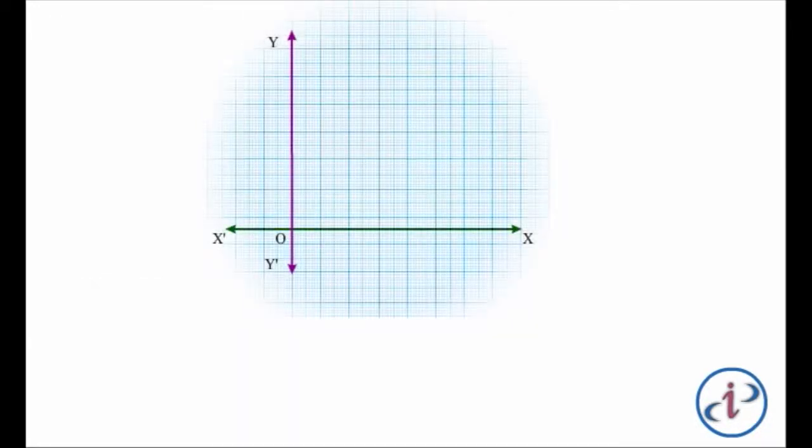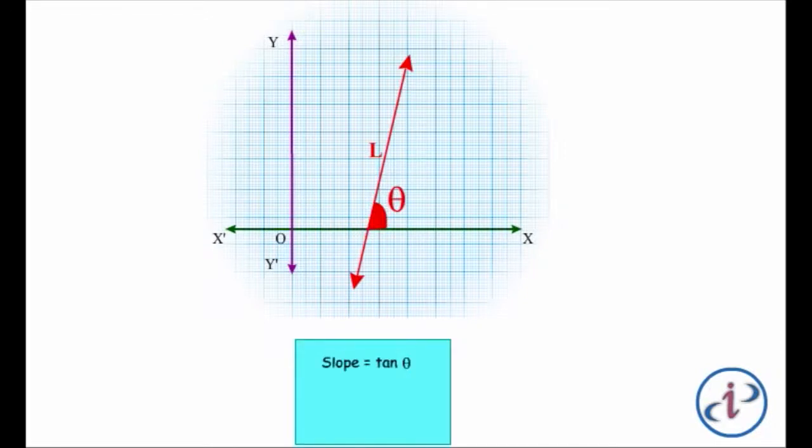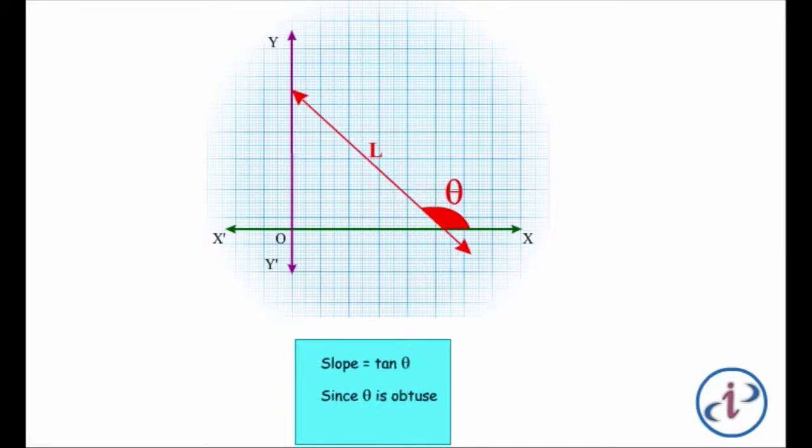Let us now look at the slope of a line when the angle theta made by the line is acute. The slope is tan theta and it is positive. Similarly, when the angle theta is obtuse, we find the slope to be negative.